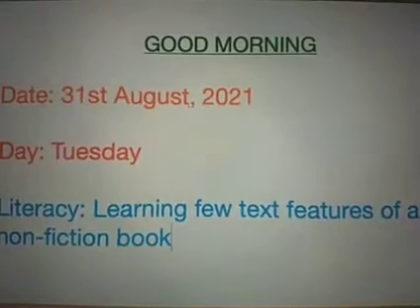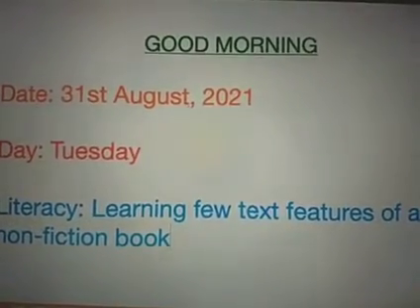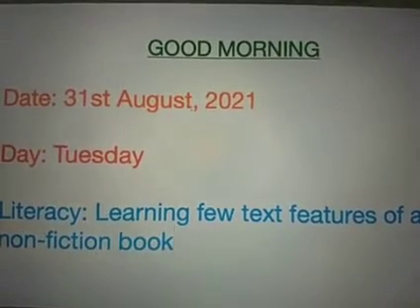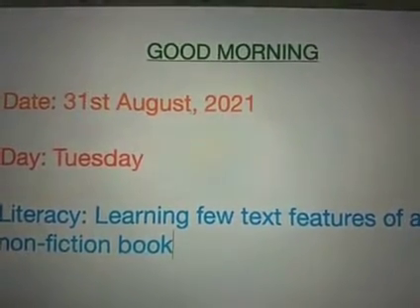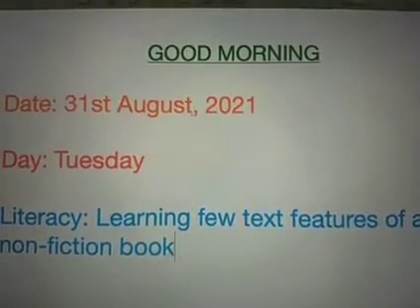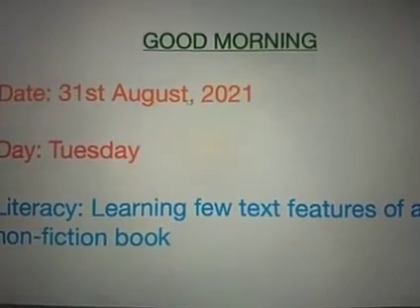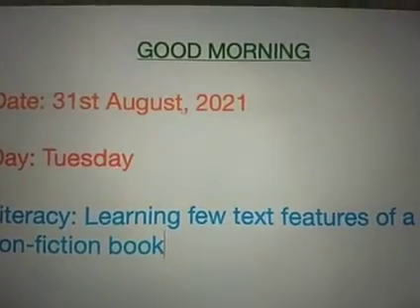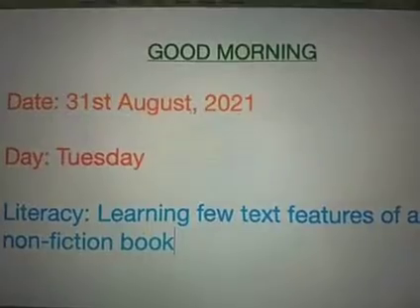Today's date is 31st August, and the year is 2021. Today's day is Tuesday, and in our literacy class we'll be continuing our learning of fiction books and non-fiction books. So today specifically we are going to learn a few text features of a non-fiction book.